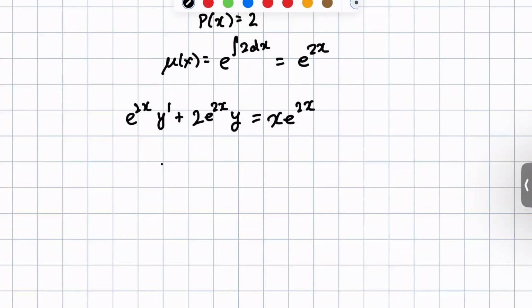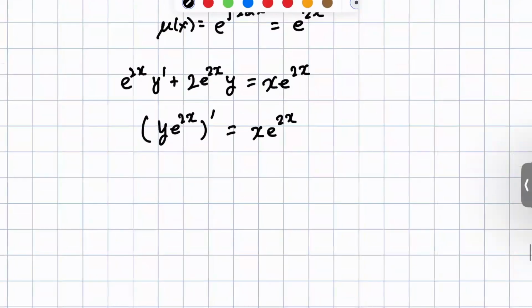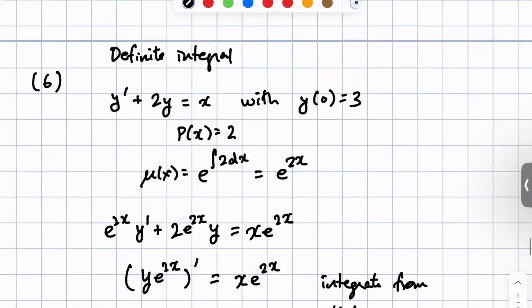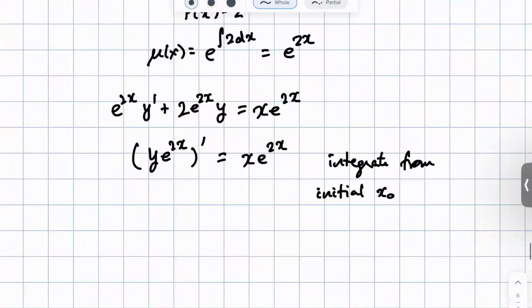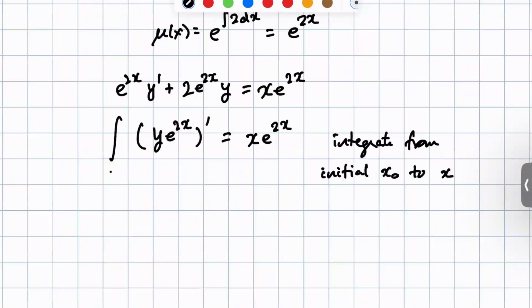So this collapses to y e to the 2x prime is equal to x e to the 2x. Now, what I want to do is integrate from my initial x0. What is my initial x0? It is equal to 0, right? Here's my initial x0, to the variable x. So I'm interested in integrating from x0 to x, but I don't want an x here and an x here.